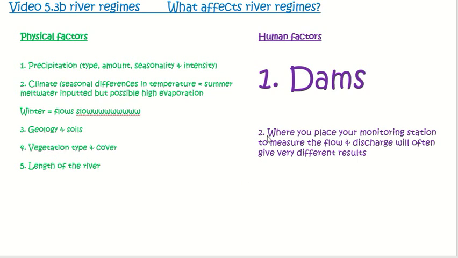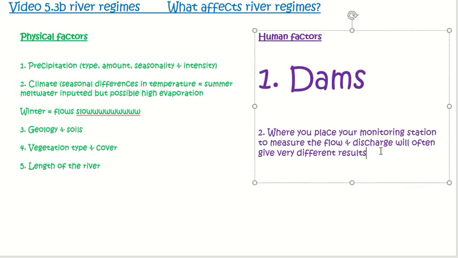Human factors, there's one big one, and that's why I've put it in bigger lettering, if you like, and that's dams. If you block off a river channel, obviously stream flow, channel flow downstream is severely reduced. So if you ever see a river regime where it just falls off a cliff, the chances are it's just downstream from a dam. So where you place your monitoring station is very important.